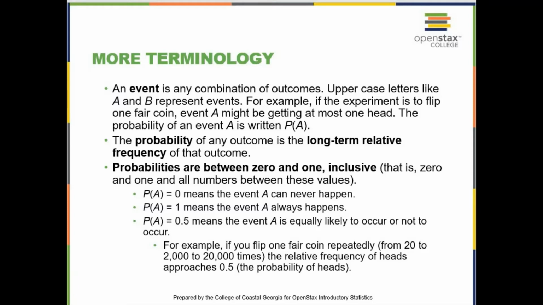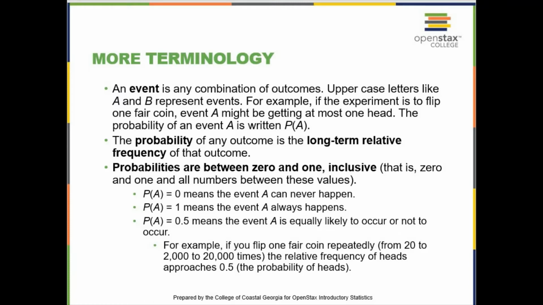The probability of any outcome is the long-term relative frequency of that outcome. If you remember, when we created the relative frequency distributions, we said that the relative frequency distribution represents the proportion of each outcome or each category. So we can say that the probability, the percentage, the relative frequency, and the proportion are synonymous. Probabilities are between 0 and 1, inclusive of 0 and 1.